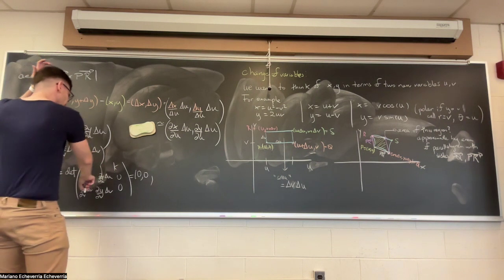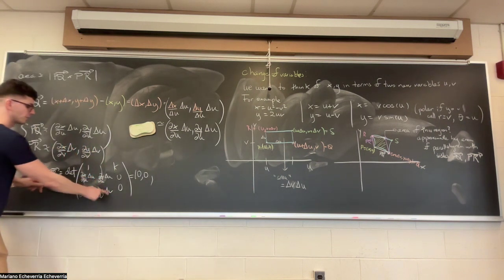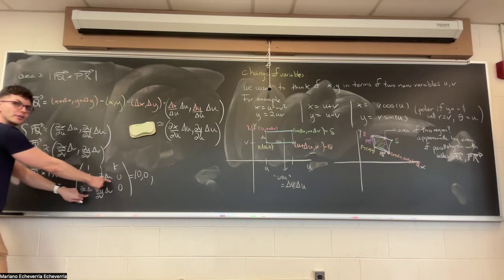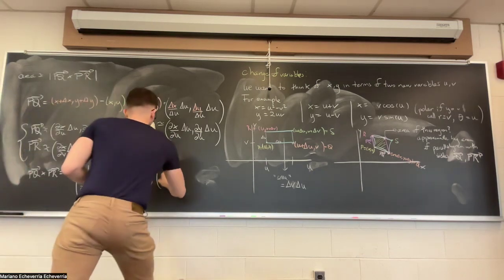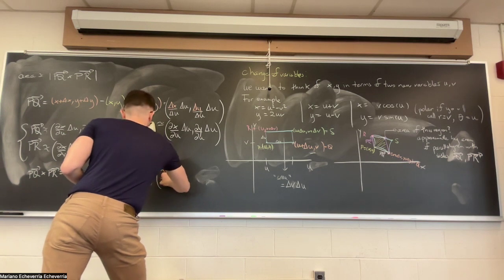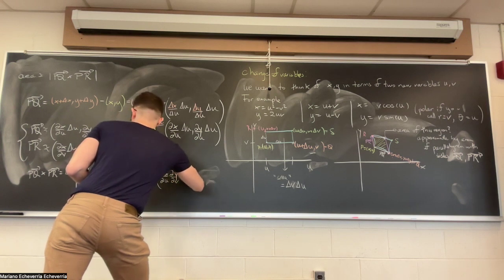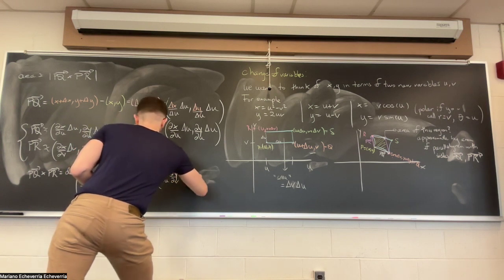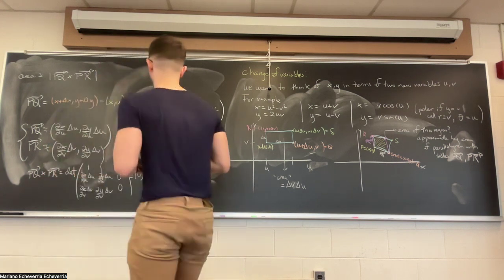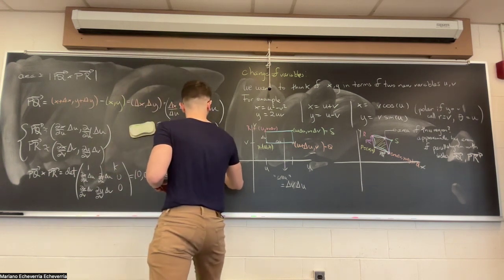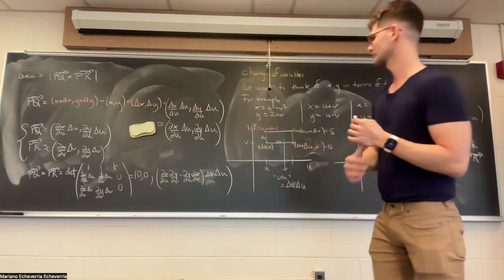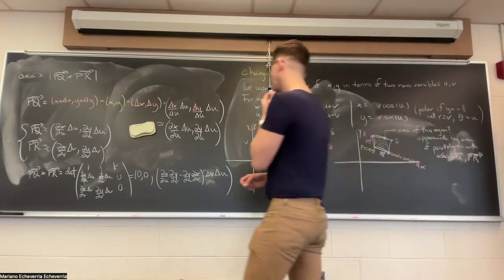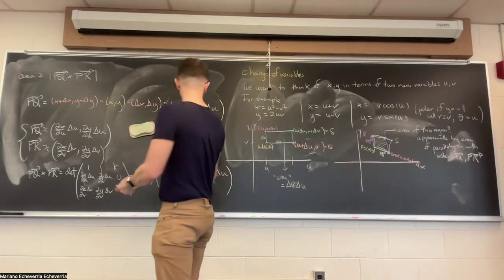Just to make it look a little bit nicer, because when you multiply them you get delta U, delta V, and when you multiply this, you get delta U, delta V, I'll just factor that out. So it will look something like this. Okay, and so the entries are 0, 0 times this thing.